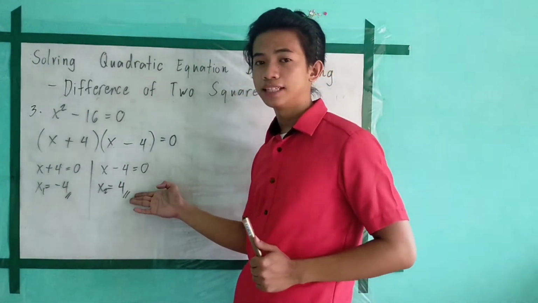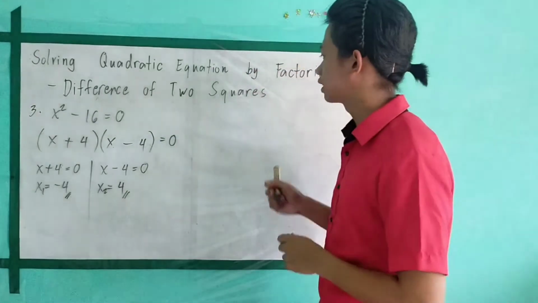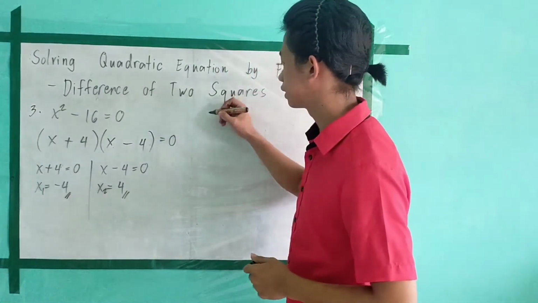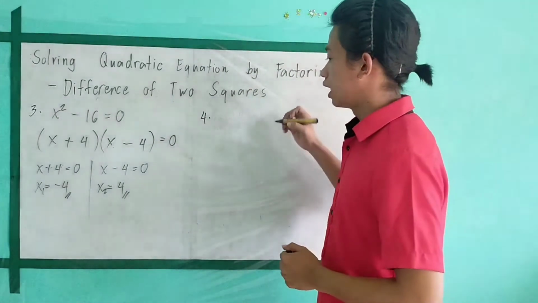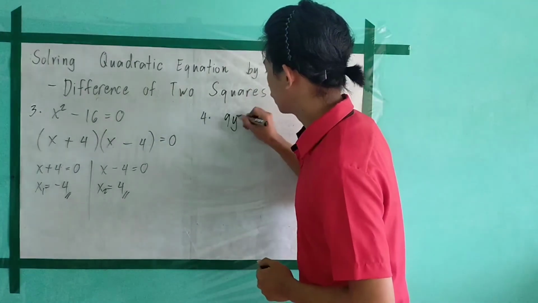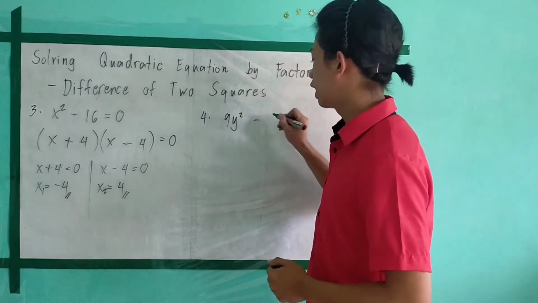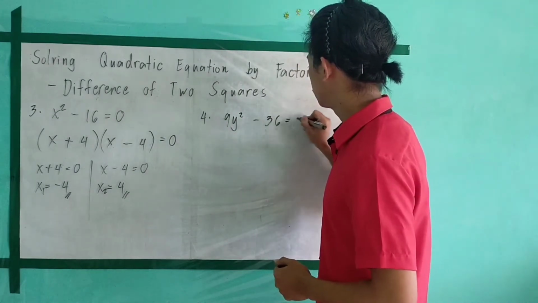Gets? So let's have another example or problem. Problem number 4. Let's say we have 9y squared less 36 is equal to 0.